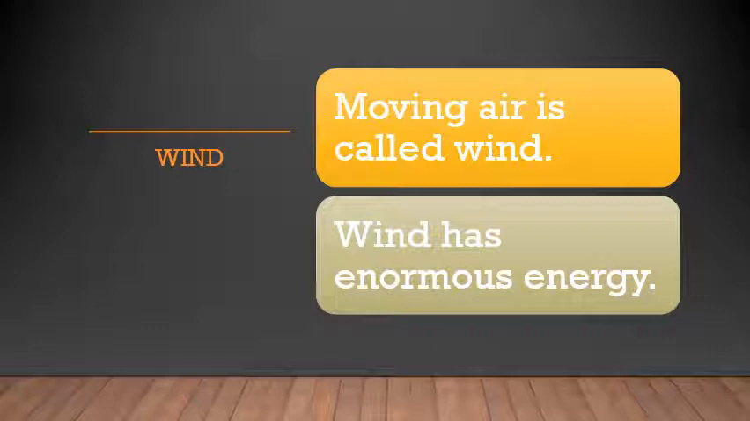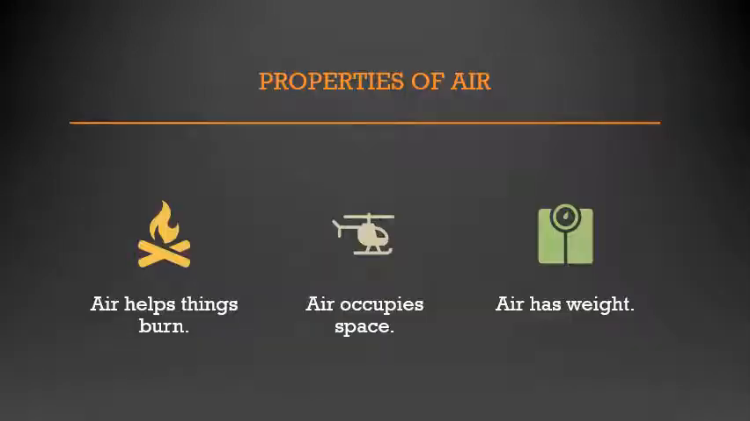Wind has enormous energy. That means it has a lot of energy in it. That is why it can move, and it can move the windmill also. I am sure you all might have seen a windmill. From the windmill, the energy of the wind is converted into electric energy. This way, the wind has enormous energy.